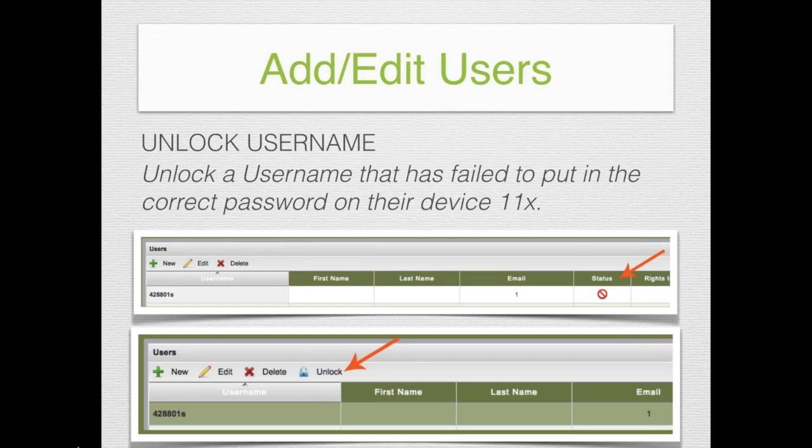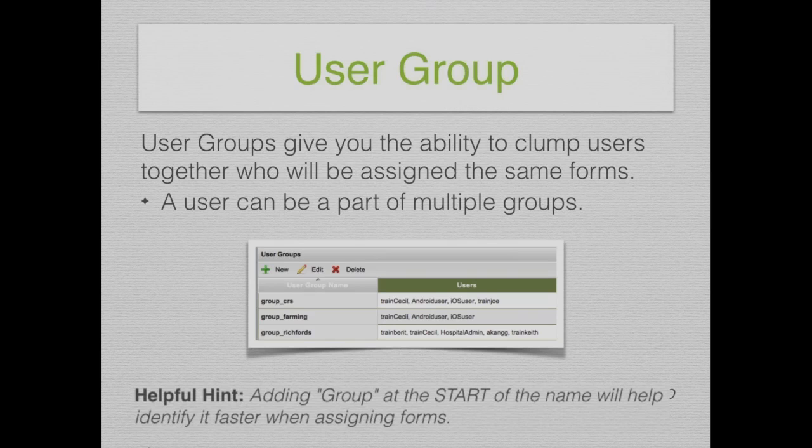If you look under Status and they have a green check mark, then they are in healthy status. So once they have this red icon, what you'll have to do is select that row for that username, and once you do that, an unlock button will appear. You'll unlock that username, and then you'll want to change that password so that they can then log in with the correct password and continue with their data collection.